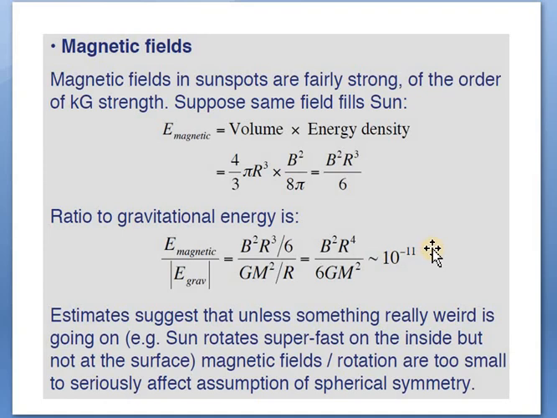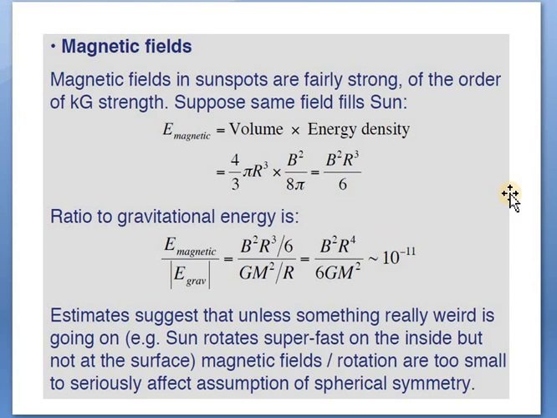So even magnetic fields do not disrupt our spherical symmetry condition, but for certain stars magnetic fields become very, very important, like pulsars, right, very rapidly rotating neutron stars. For them the magnetic fields are very strong, and this term is much, much larger in that case. Any questions?